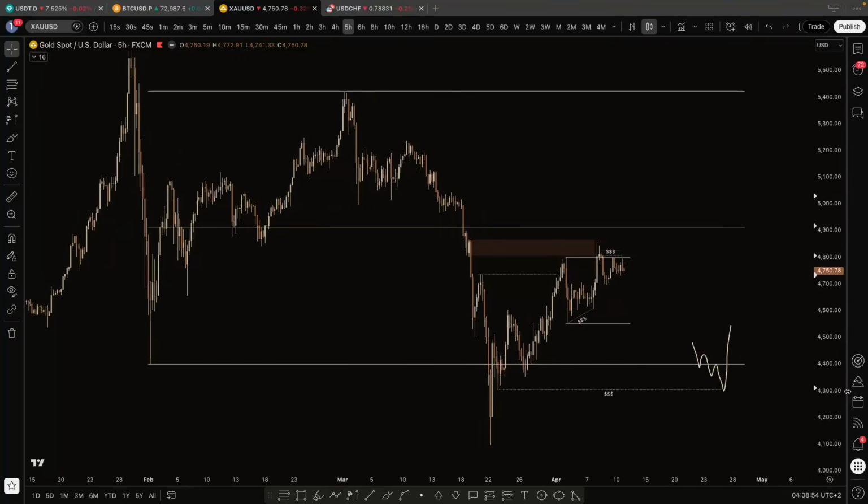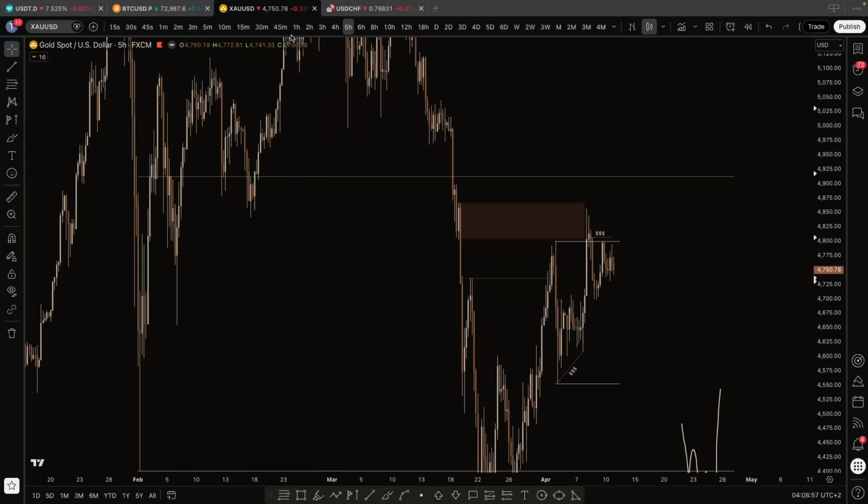But gold confirmations were not met, so you're not short.